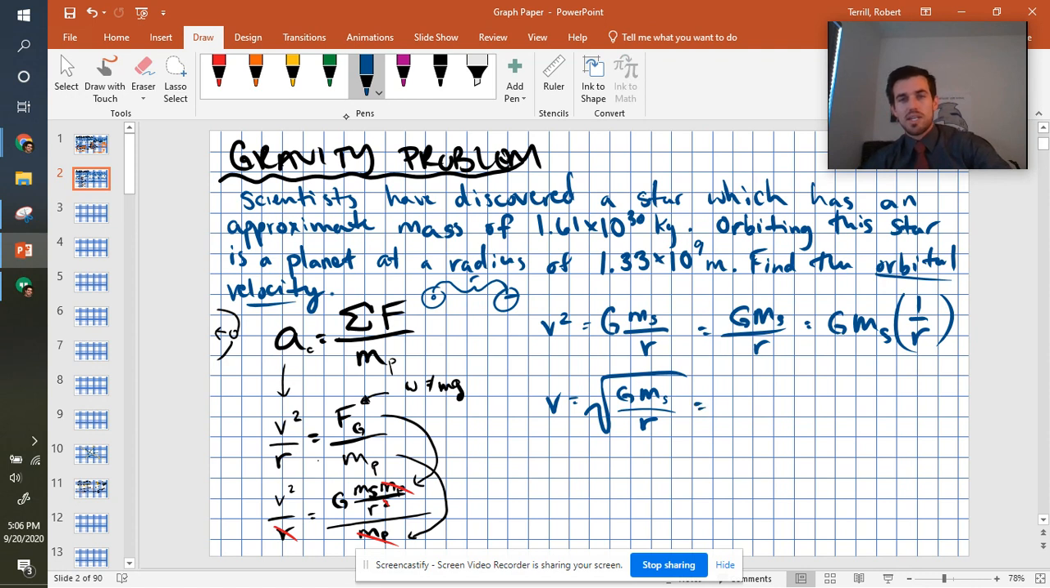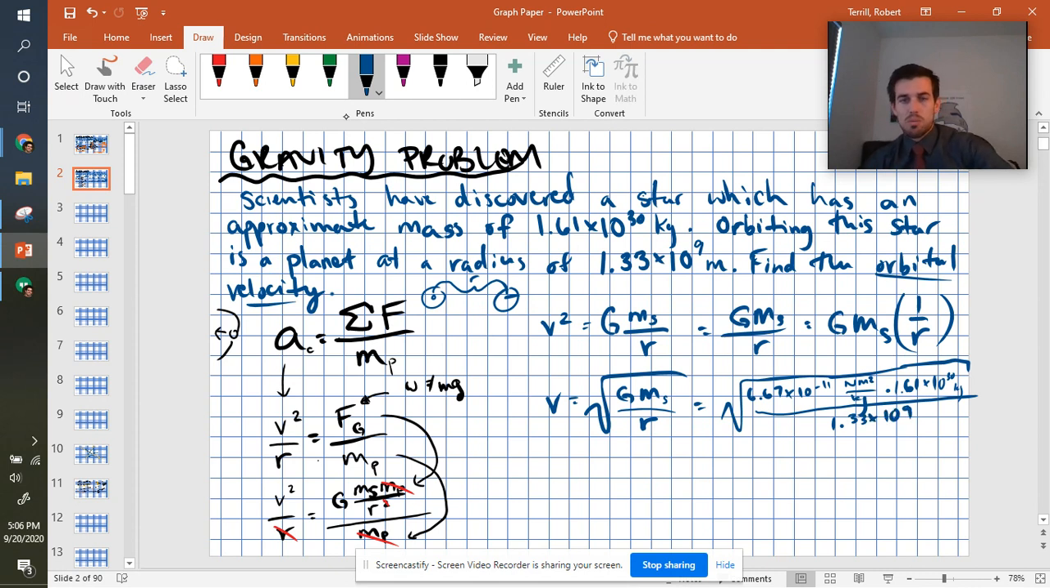So from here, we can just plug in some values. We know that G is 6.67 times 10 to the negative 11th. That's on your formula sheet. The units are newton meter squared over kilogram squared. Multiply that by the mass of the star, which is 1.61 times 10 to the 30th kilograms. And then we can divide that whole monster scientific notation beast by the orbital radius, 1.33 times 10 to the 9th.